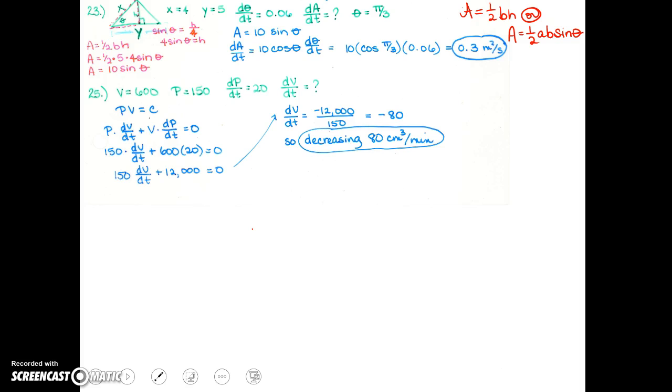All right, so here's our diagram. We've got a triangle where x is equal to 4 and y is equal to 5. So x is equal to 4, y is equal to 5, and theta is the angle in between them that's being measured in radians. And it says the angle between them is increasing at a rate of 0.06 radians per second. So the rate of change of theta is going to be 0.06. Find the rate at which the area is increasing. So I'm looking for the rate of change of the area at the moment the angle is pi over 3.